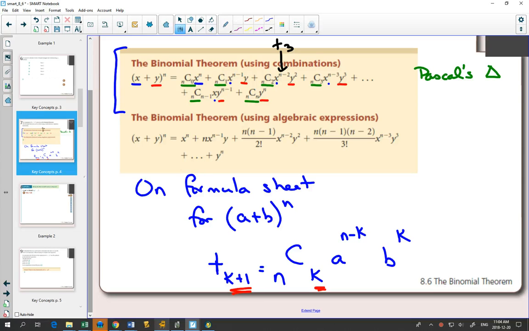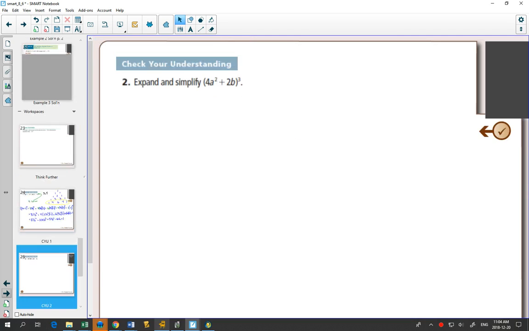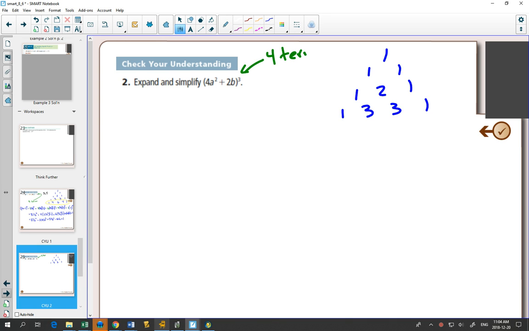And usually what happens as we get to questions with bigger values, like example 2 here, well, example 2 still asks us to expand and simplify, but when we get to example 3, which we're going to do right away after example 2, we find a specific term. So here, example 2, expand and simplify. If we're using Pascal's triangle, since the exponent is 3, we know that there's going to be 4 terms.